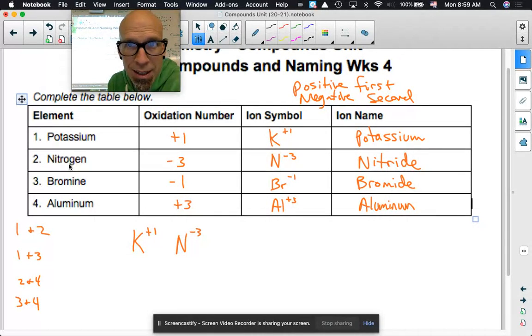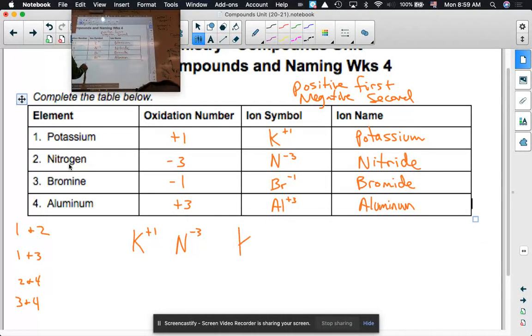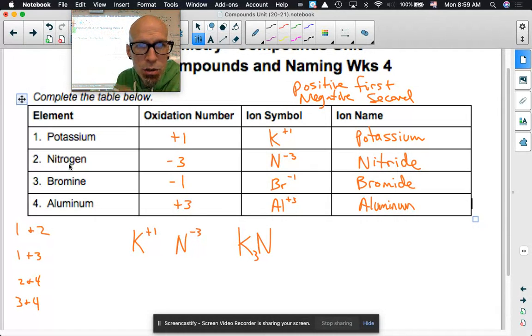I hope you're thinking that to make those numbers work, we need 3 of the plus 1s to cancel out 1 of the minus 3s. Did I say that backward? 3 of the plus 1s to cancel 1 of the minus 3s. So it has to be K3N. We need 3 potassiums to cancel the minus 3 of nitrogen.